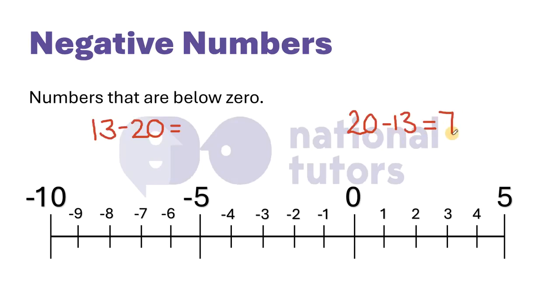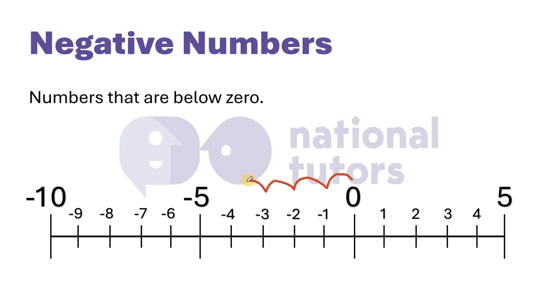So once I've taken away my 13, I end up with 0. I will have 7 more to take away. So if I'm at 0 and I've still got 7 to take away, 1, 2, 3, 4, 5, 6, 7, that means 13 take away 20 equals negative 7.